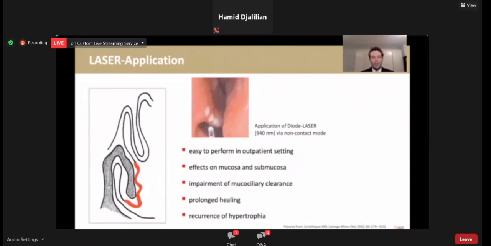And due to the fact that you are normally doing spots like this, you have intact tissue in between, and there can be recurrence of hypertrophy in the long term.